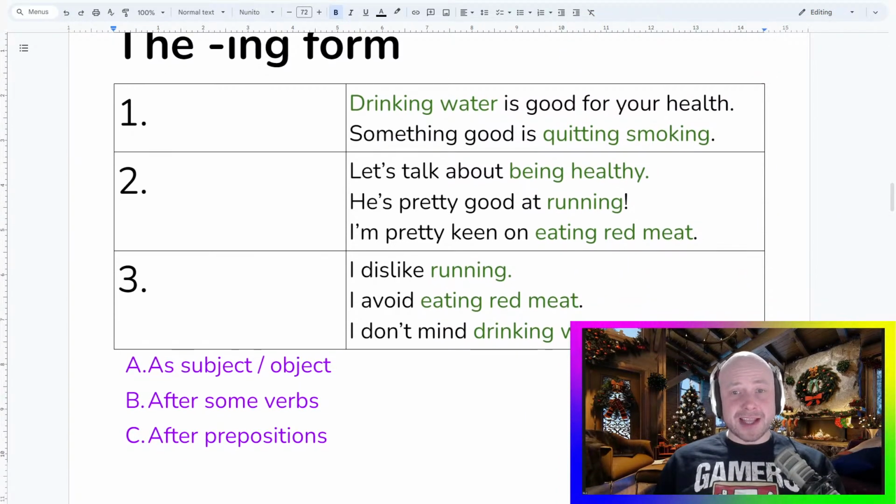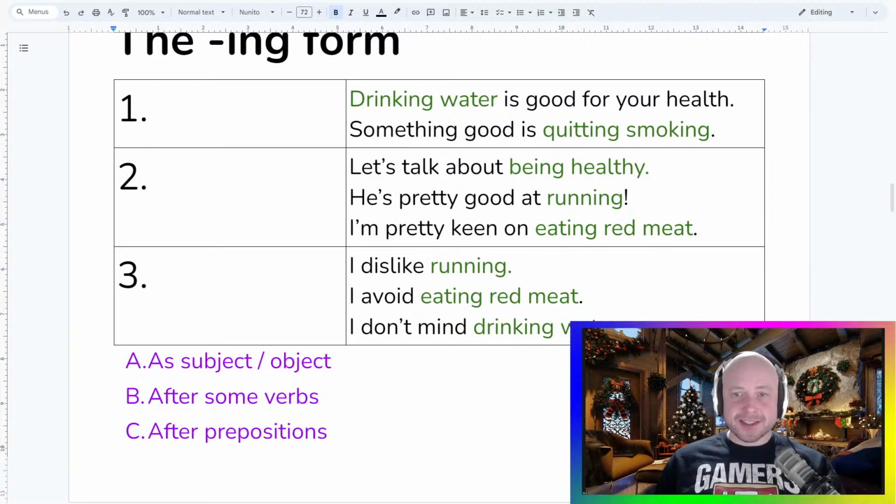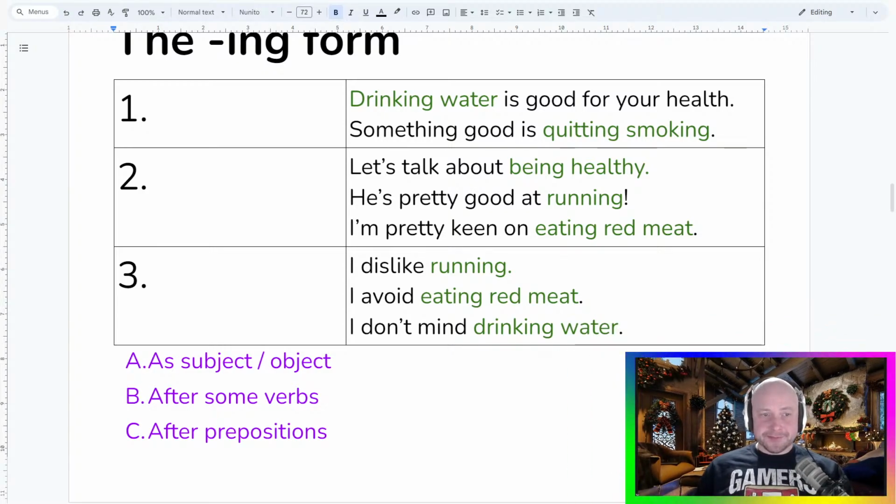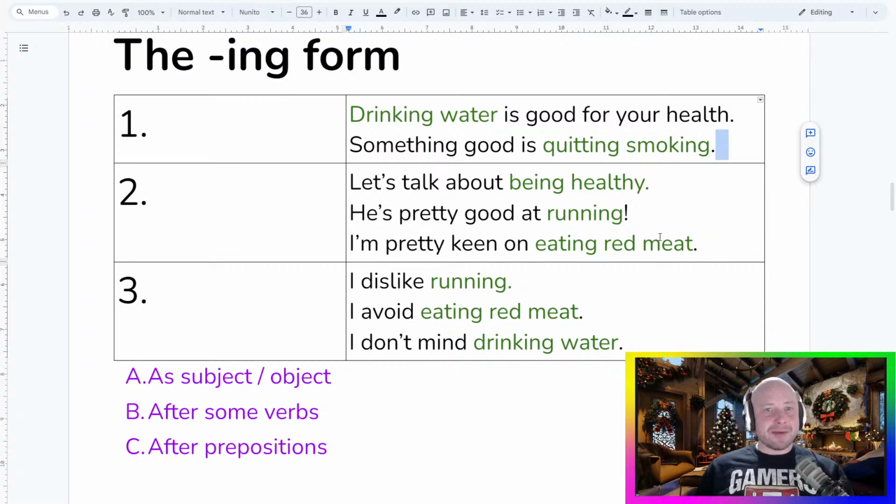In some circumstances, it is correct to call this the gerund. However, that is not the case in all situations. So I recommend you don't use the term gerund. Just call it ing form. Okay? Saying gerund doesn't make you especially clever compared to someone who says ing form. Just say ing form. If you really want to know, the gerund is when the ing form acts as a noun.